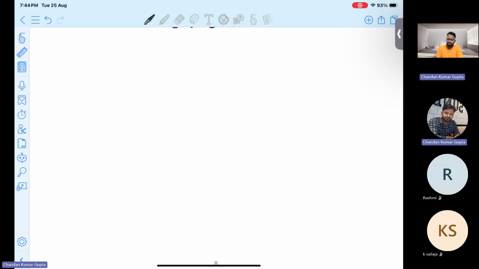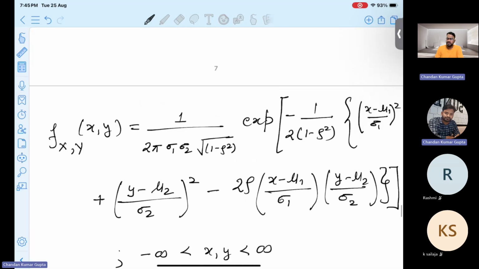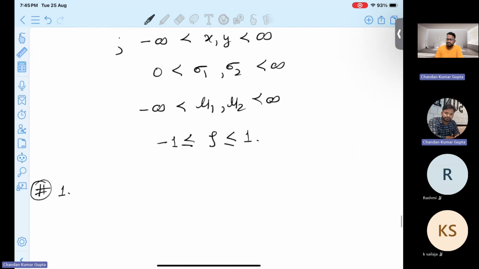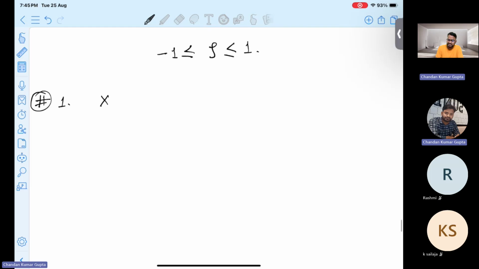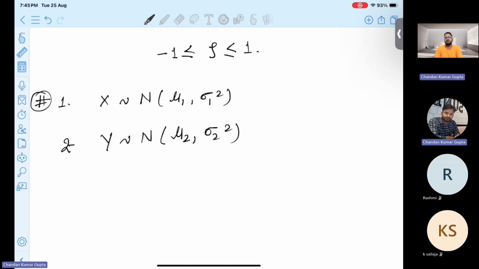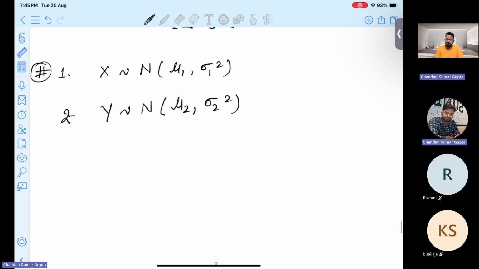So first thing is, suppose (X, Y) is a bivariate normal random variable. In that case, X follows normal with mean mu1 and variance sigma1 square, and Y also follows the normal distribution with mean mu2 and variance sigma2 square. That is nothing but the univariate normal distribution with well-defined mean and variance.